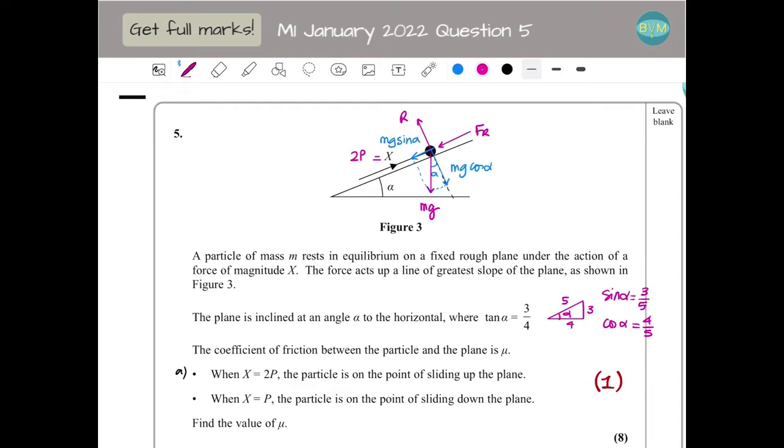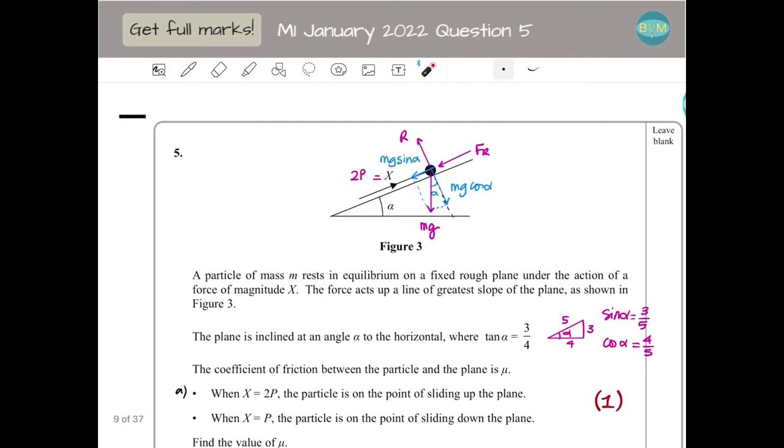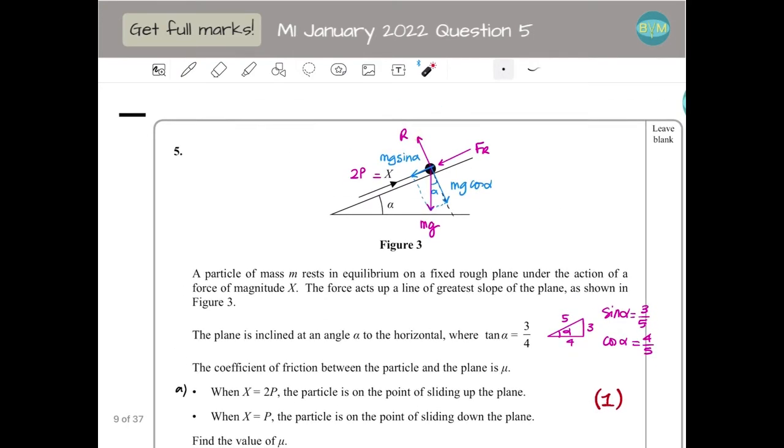I need somehow an equation to find mu that relates all the variables that I have. Let me show you. In these questions, you are going to always resolve parallel and perpendicular to the slope, or one or another or both. So if I resolve perpendicular to the slope, I will be able to find the normal reaction. If I resolve parallel to the slope, I will be able to find friction using this normal reaction. So let me show you.